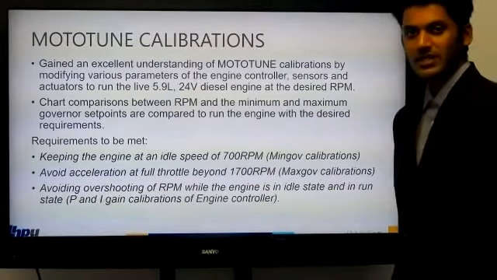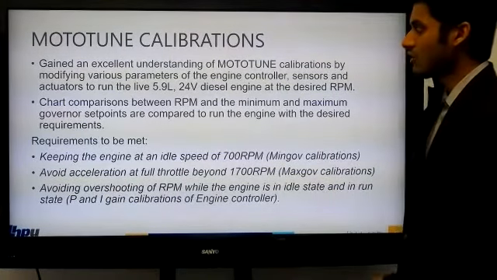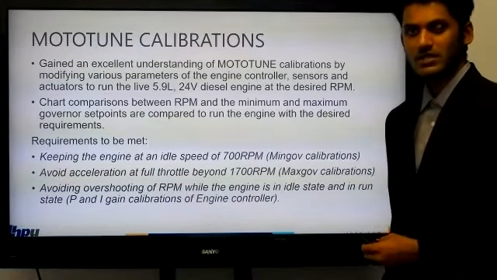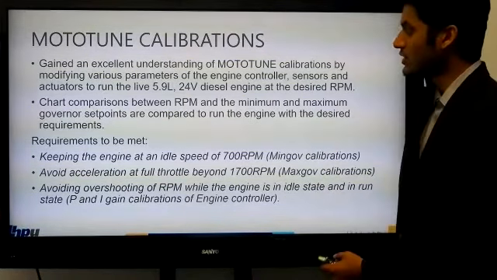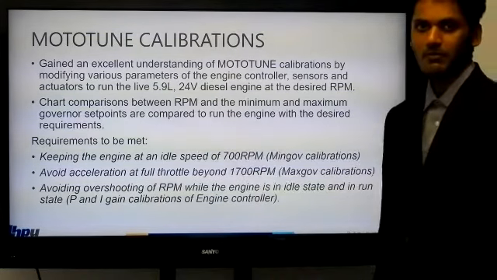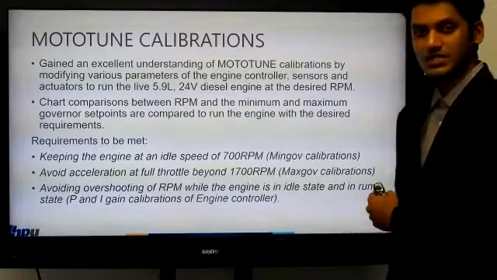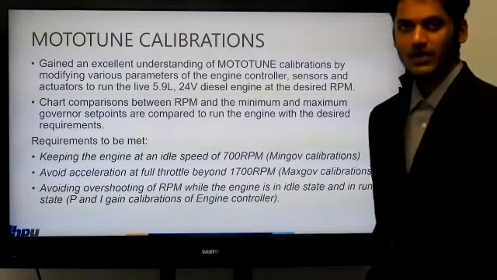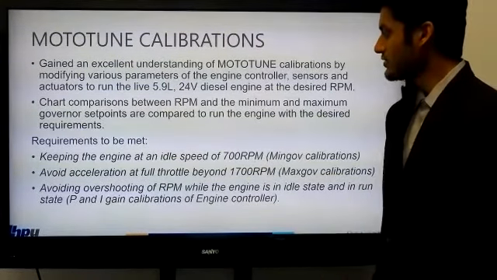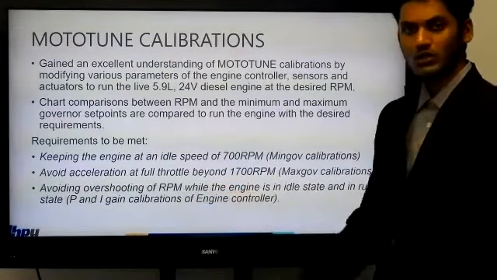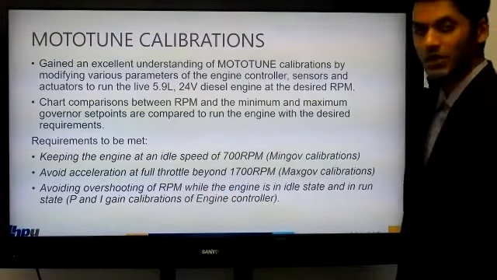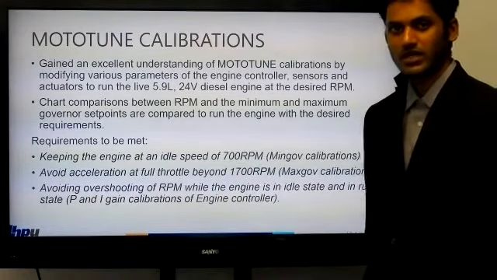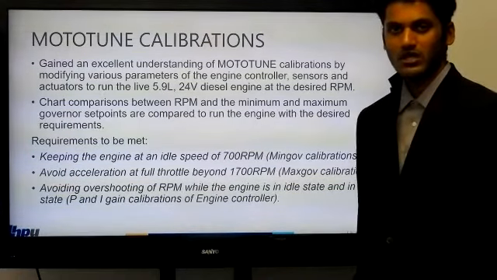This is where I gained an excellent understanding of motor tune while running the live engine. I got to modify various parameters of the engine controllers, sensors, and actuators to run the live diesel engine as per the requirements. Chart comparisons were made between the RPM and the minimum and maximum governor. The requirements we had to meet were keeping the engine at an idle speed of 700 RPM, that was the min-gov calibrations, avoiding accelerations at full throttle beyond 1700 RPM, where we did the maximum governor calibrations, and avoiding overshooting of RPM while the engine is in idle state and in run state. That's basically calibrating the proportional and integral gain of the control.